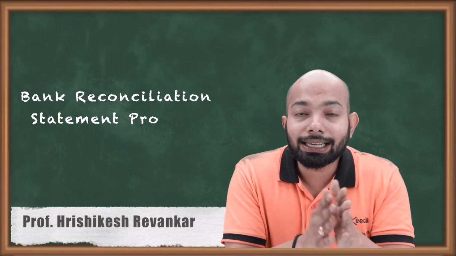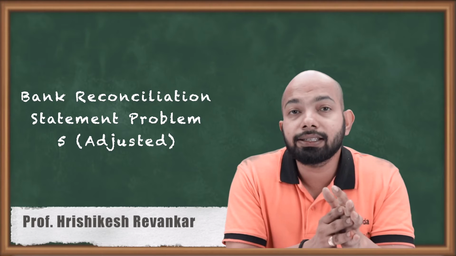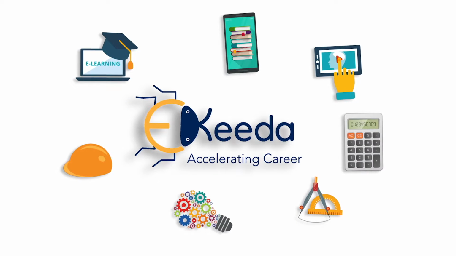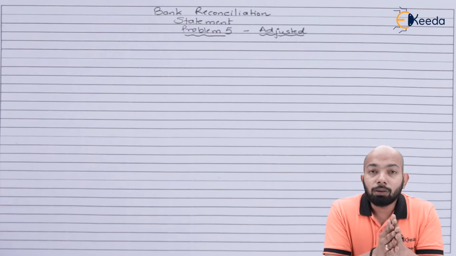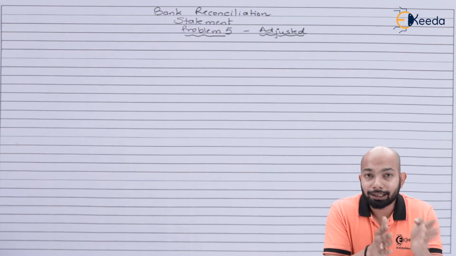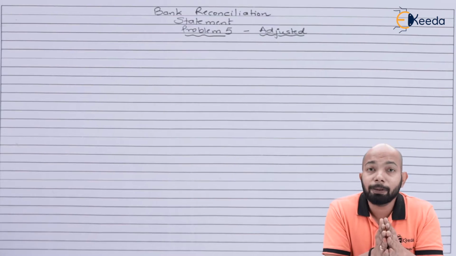Hello friends, we'll be discussing an illustration related to the bank reconciliation statement on the basis of adjusted cash book. Now when we speak about adjusted cash book, we understand that this is the second part of how a bank reconciliation statement can be prepared.